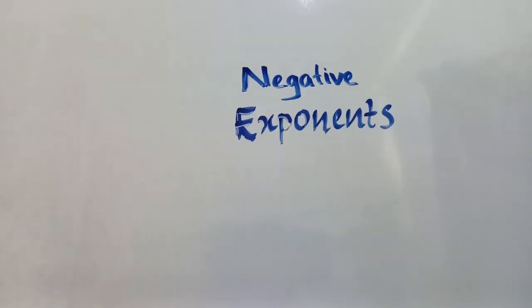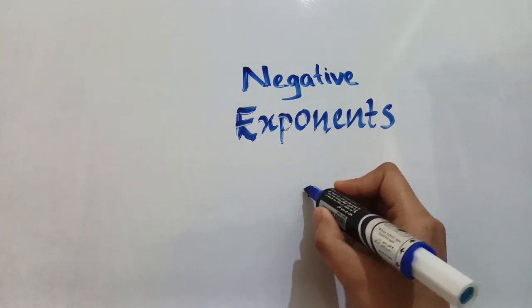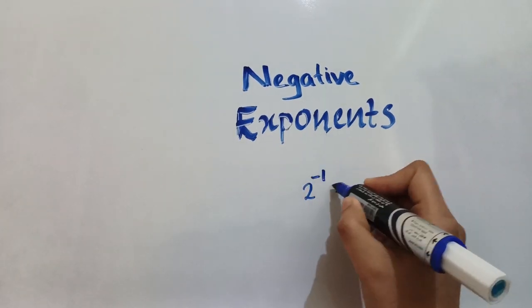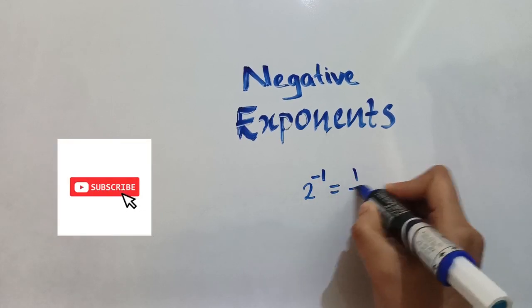Next, we have to look at negative exponents. You know that negative, what could be the opposite of multiplying? That is, if power is positive, we have to do multiplication. So if power is negative, we have to divide. Yes, that is negative exponents means dividing. For example, 2 raised to minus 1, which is equal to 1 by 2.